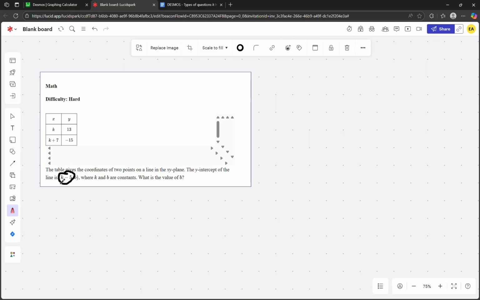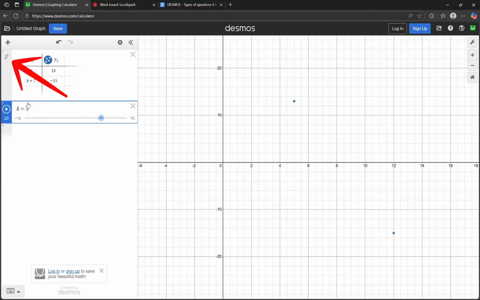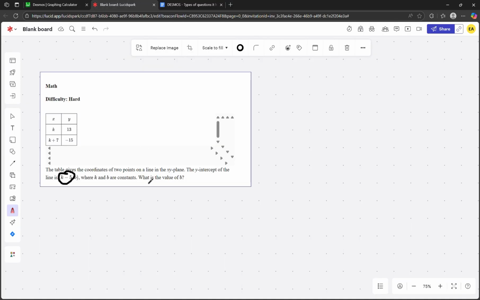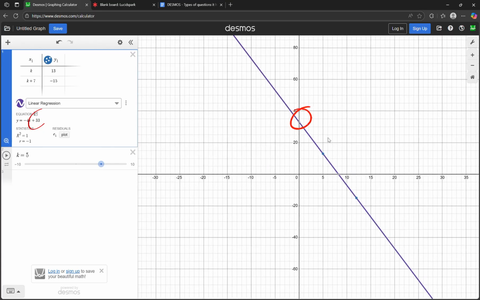So you can go into Desmos and you can do k is equal to 5. And then you go to this button right here and set it for linear regression. It already says that. And then it's going to literally do it for you. And so now they're asking for the value of b. So now we have our line and b is right here. b is 33. That's how you do it.